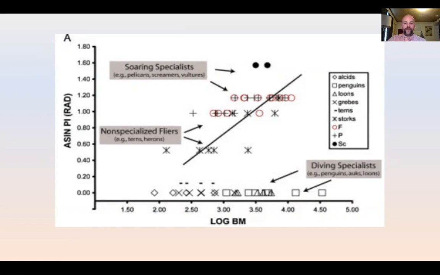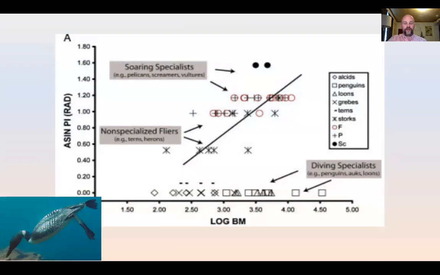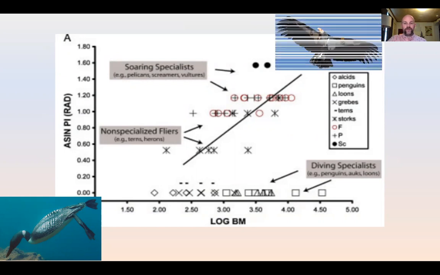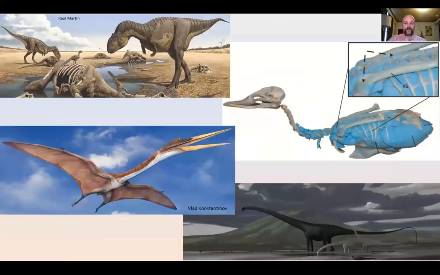How birds move about their environment can also affect pneumaticity. For example, birds that spend a lot of time underwater, such as loons, don't have any pneumatic bones, whereas birds that soar, such as vultures, are highly pneumatic.